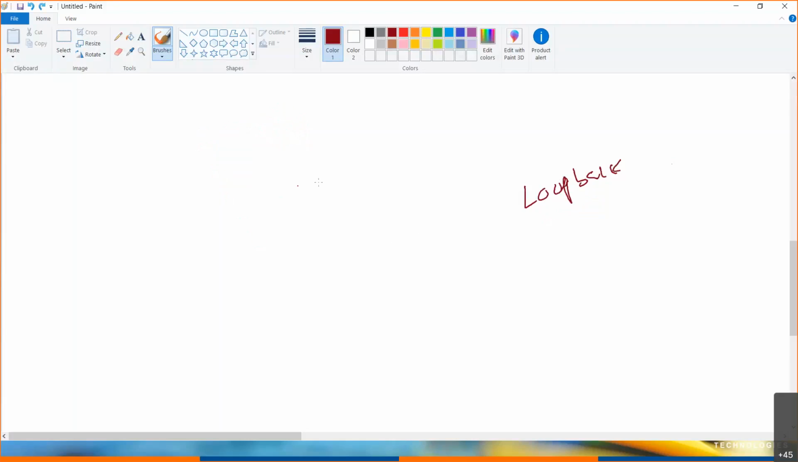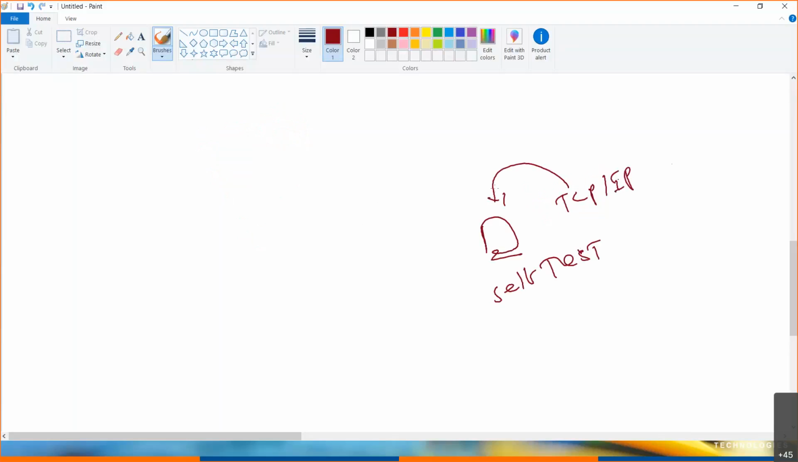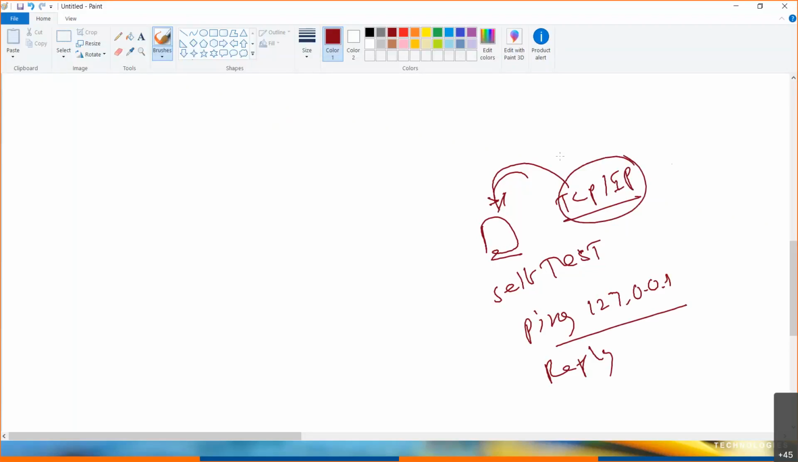Can I ask why we are using this loopback address? See, I have explained a lot of times. A loopback IP address is to test whether the TCP/IP protocol stack is available in your PC or not. So simply, you can say self-test. In your local PC, whether the TCP/IP stack is working or not, to check that, we use the loopback IP address. So ping 127.0.0.1. If it gives a reply, then TCP/IP is working fine in your computer. Simply self-test.